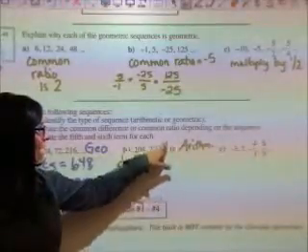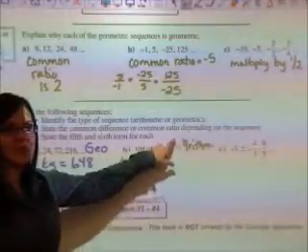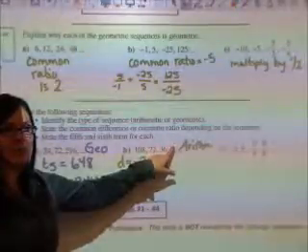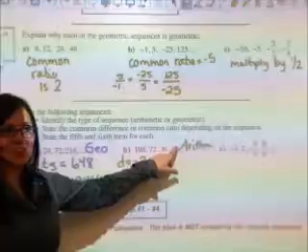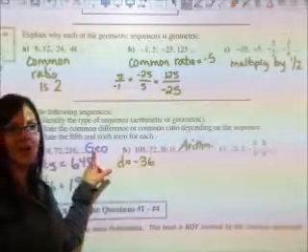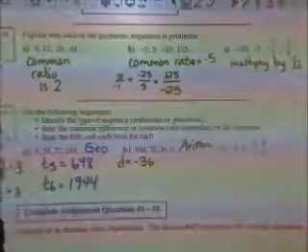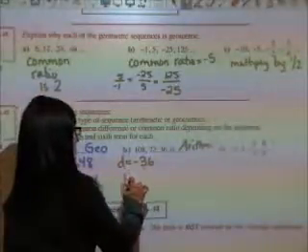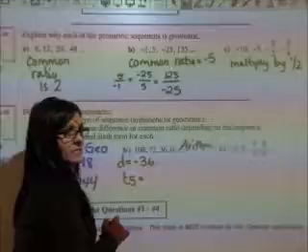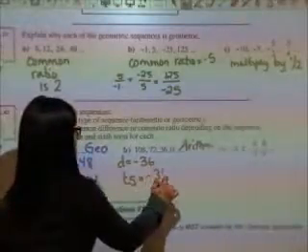And one that can help is right here, because if this was geometric, I'd have to be able to multiply by something to get 0. The only thing I can multiply by to get 0 is 0, which means everything else would have to be 0. So what would be the next 2 terms? What would be the 5th term? Negative 36. And the 6th term?